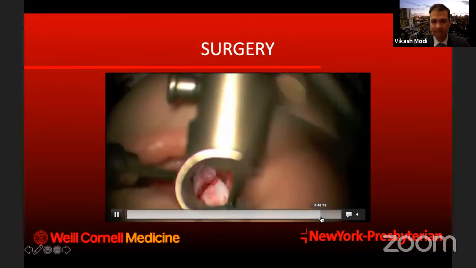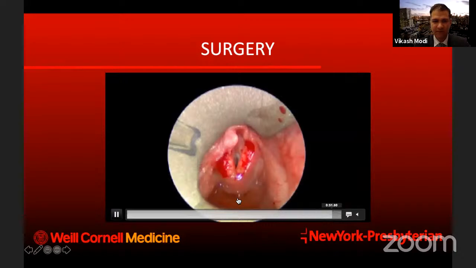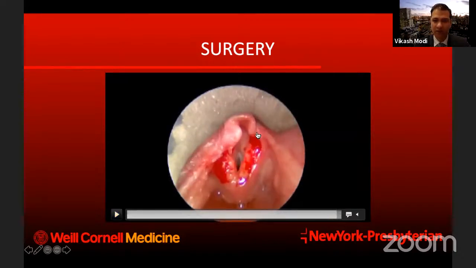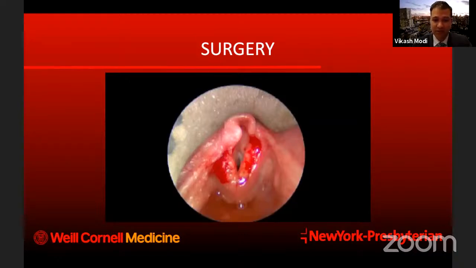Really the key to this picture, you notice the epiglottis no longer is curled. Let's fast forward here. Notice the epiglottis is no longer curled, because once you release the AE folds, the epiglottis becomes uncurled, but the interarytenoid mucosa is left intact. And I think that's really important for preventing posterior glottic stenosis or supraglottic stenosis.